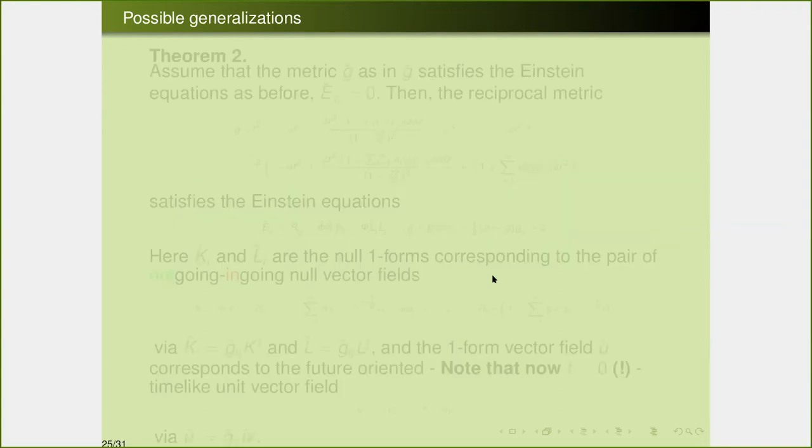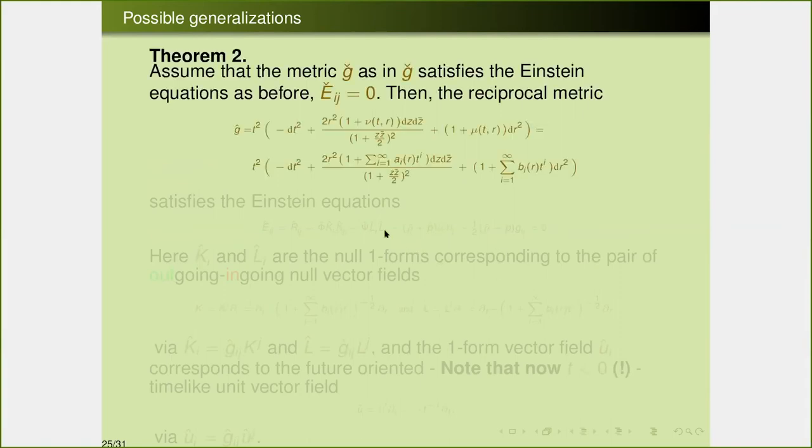Now I apply the reciprocity hypothesis. So now I have nothing to do but just look at the metric with, instead of t to the minus one here, I put t. And now I assume that this thing comes from the metric G check, which had this equation satisfied. So these guys are already those that I determined before.